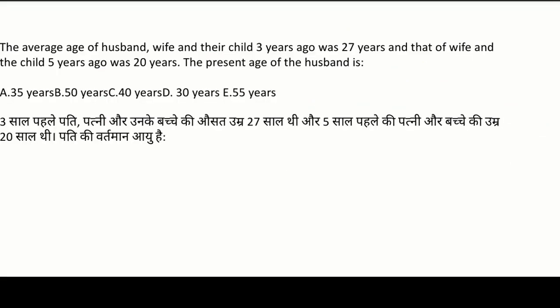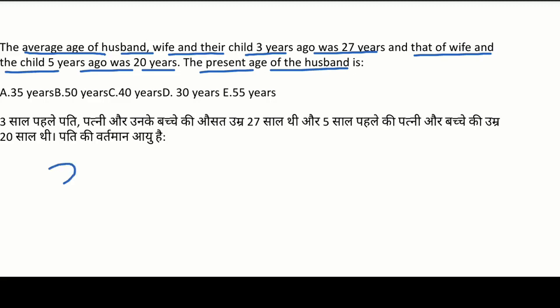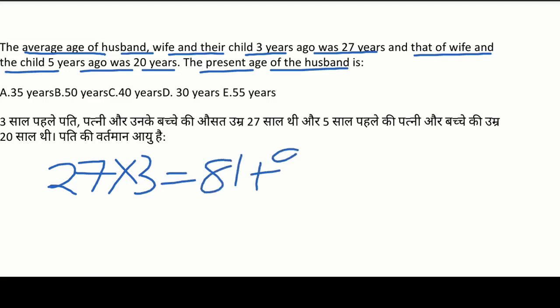Now moving on to the next question. The average age of husband, wife and their child 3 years ago was 27 years and that of wife and the child 5 years ago was 20 years. The present age of the husband? Okay, now the total age of husband, wife and child 3 years ago is 27 into 3, 81, plus, since it was 3 years ago, 3 into 3, 9, which is equal to 90, right?